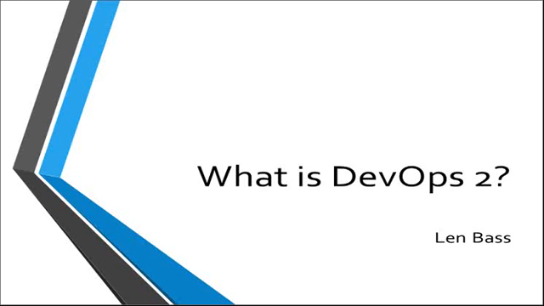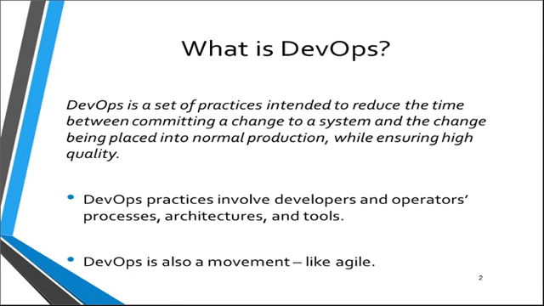In the last lecture, we talked about what problem DevOps is trying to solve, and this will go a little bit deeper into what the pieces of DevOps are and what some of the processes are. Again, just to review the definition, it's a set of practices intended to reduce the time between committing a change to a system and the change being placed into normal production. Quality is important when you do this.